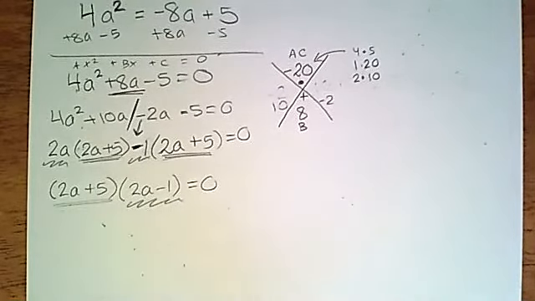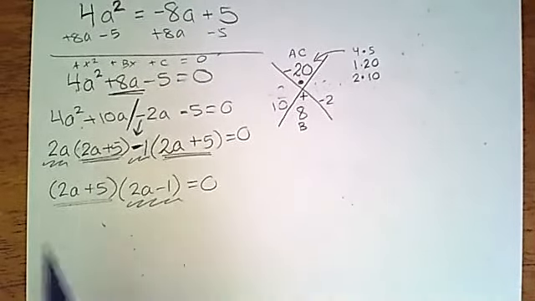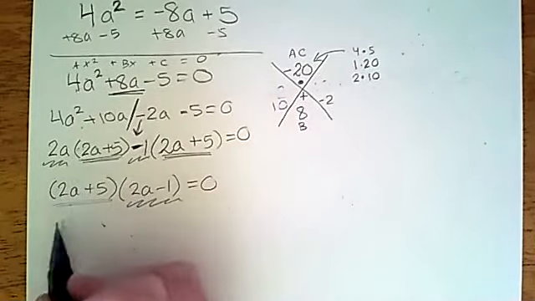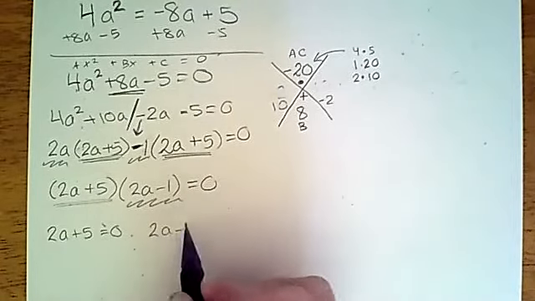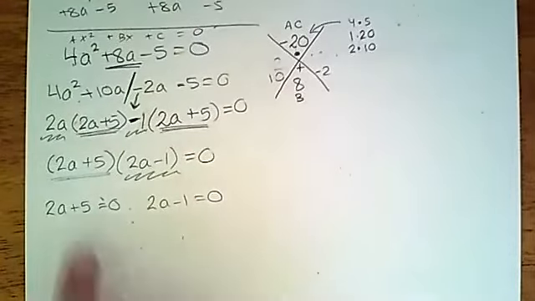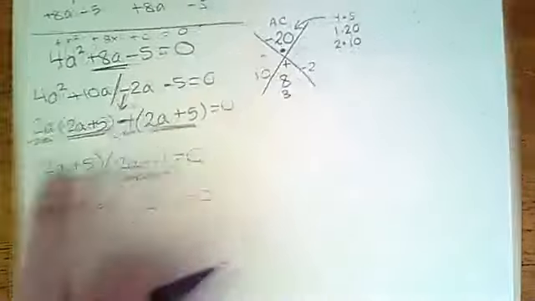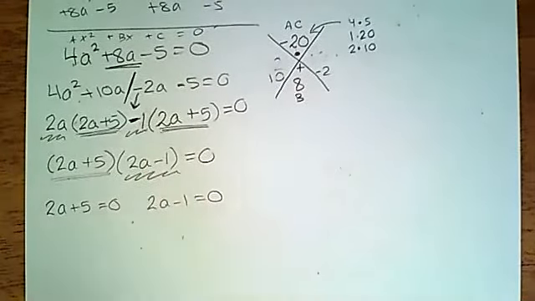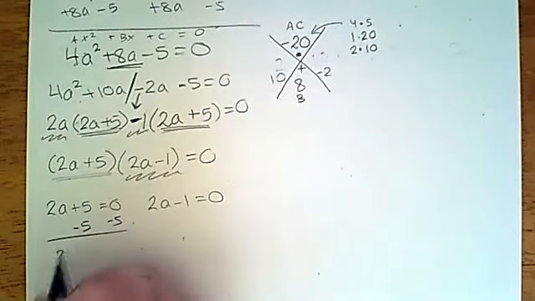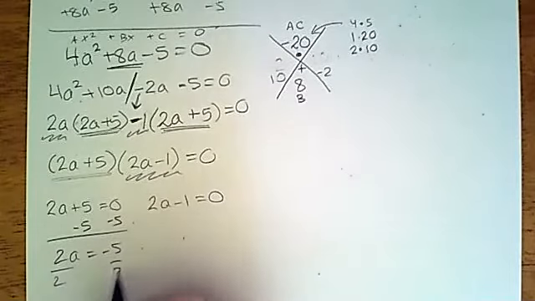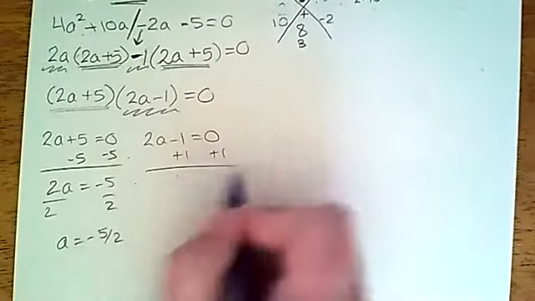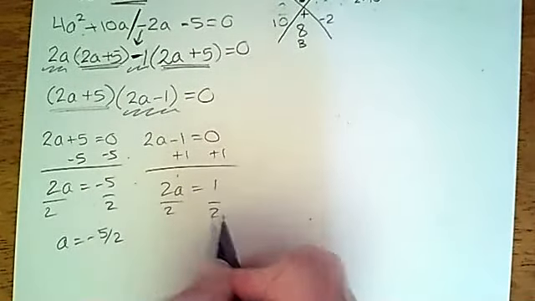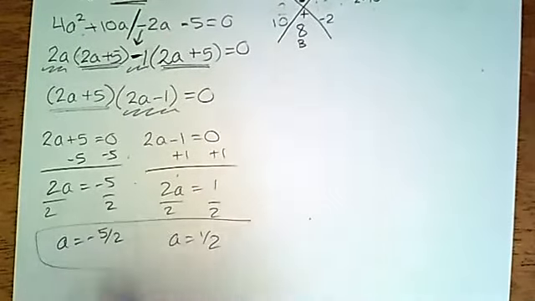So now we're going to use the zero product property. The zero product property says that 0 times anything will be 0, or anything times 0 is 0. So I can set either factor to 0. I can set both factors to 0, in fact, and find the value of a that will make the whole side equal to 0. So undo my addition or subtraction, and then undo my multiplication or division, and I get an a of negative 5 halves. Or here, I get an a of 1 half. So those are the two values.